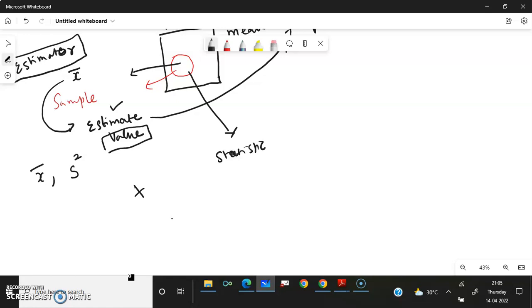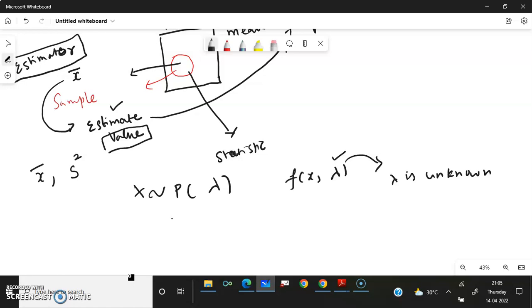This is our population. Suppose you want to find the parameter lambda of the Poisson population. Our Poisson population is some x comma lambda. We want to find the value of lambda, which is unknown. The parameter is unknown, right? We want to estimate about it.